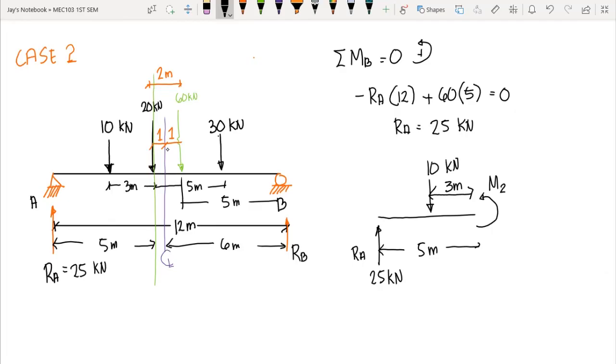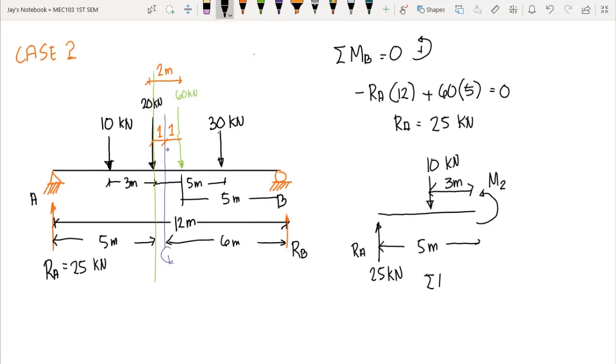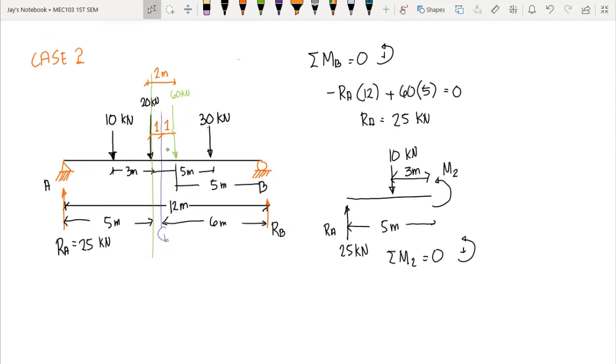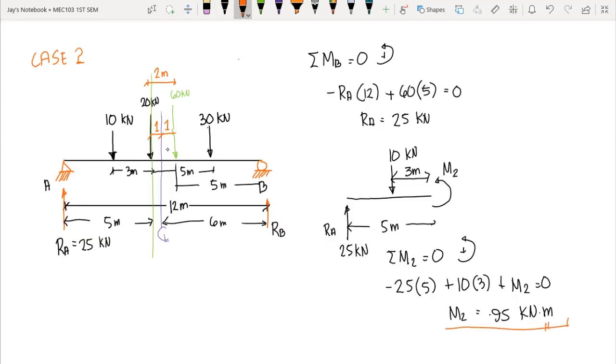Okay? So then we can sum up moment at 2 is equal to 0, counterclockwise positive. We have here negative 25 times 5 plus 10 times 3. Then plus M2 is equal to 0. So we have our moment 2 here, which is equal to 95 kilonewton meter. Okay, so this is our maximum moment for case number 2.